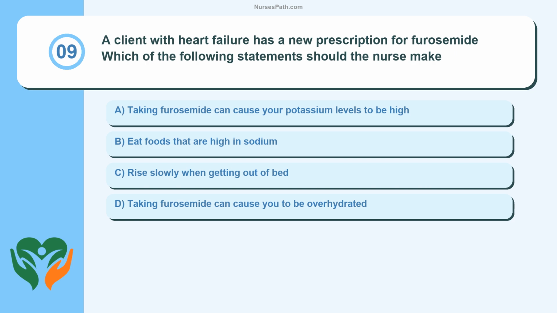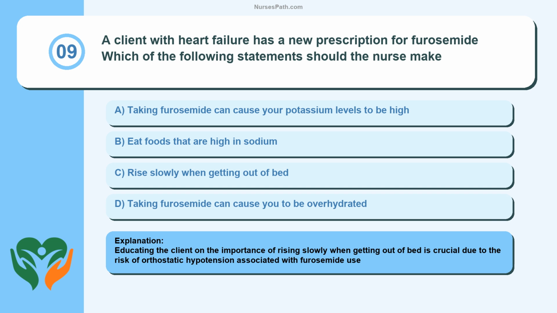Question 9. A client with heart failure has a new prescription for furosemide. Which of the following statements should the nurse make? Taking furosemide can cause your potassium levels to be high. Eat foods that are high in sodium. Rise slowly when getting out of bed. Taking furosemide can cause you to be overhydrated. Educating the client on the importance of rising slowly when getting out of bed is crucial due to the risk of orthostatic hypotension associated with furosemide use.